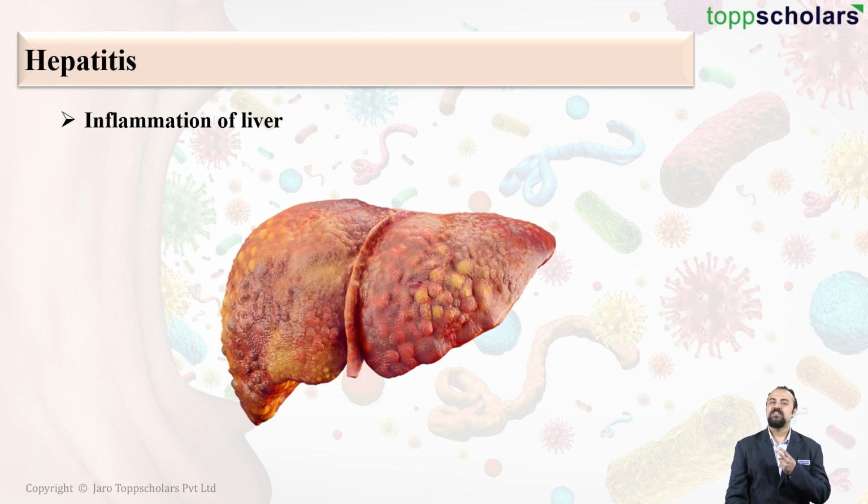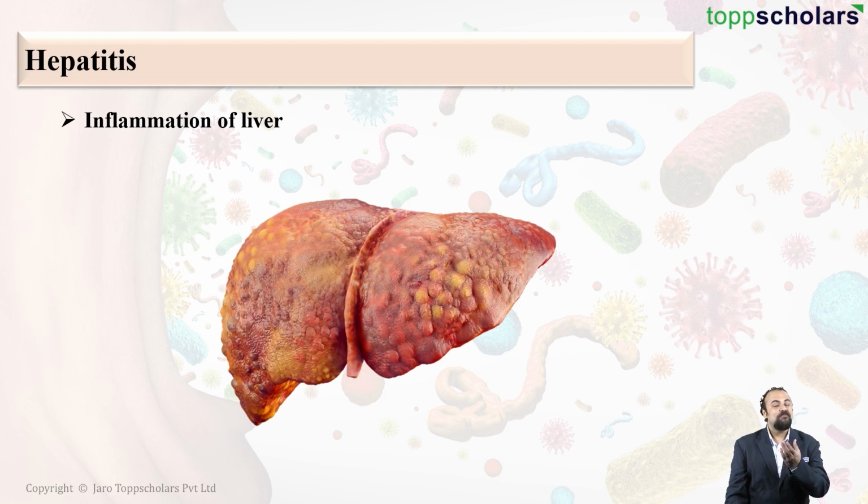Now students, the word hepatitis comes from hepatic. You must have known or you must have studied this, that the blood vessels of the liver are called as hepatic vein and hepatic artery. This is because the word hepatic itself means liver or something related to the liver.